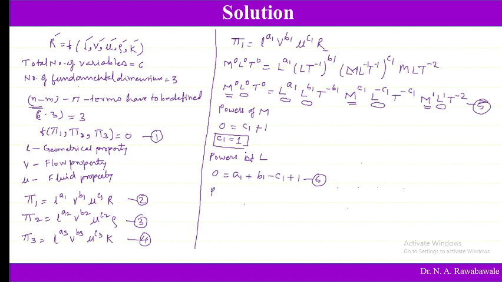Now we can collect powers of T. Taking powers of T, on the left hand side the power is 0. Here T to the power of minus B1, again minus C1, and here minus 2. We call this equation number 7. So in equation number 7, B1 is equal to minus C1 minus 2, and the C1 value we know, that is 1, so minus 1 minus 2. So the B1 value is minus 3. We get B1 as minus 3.